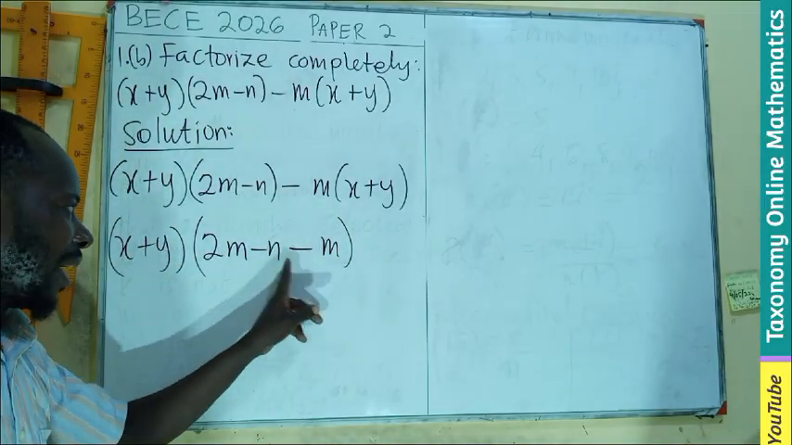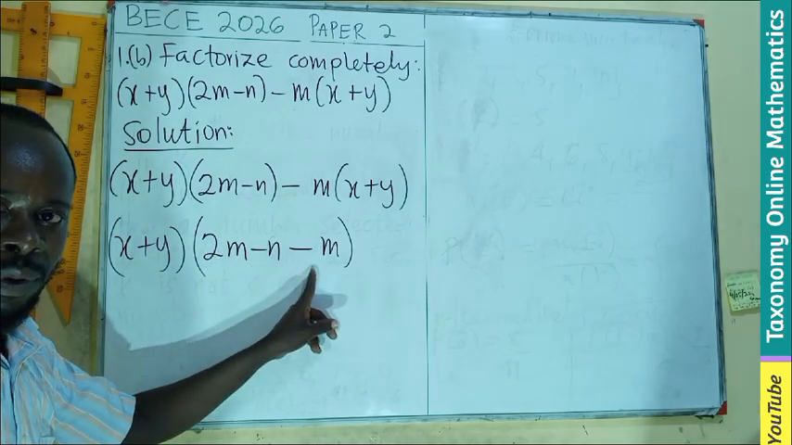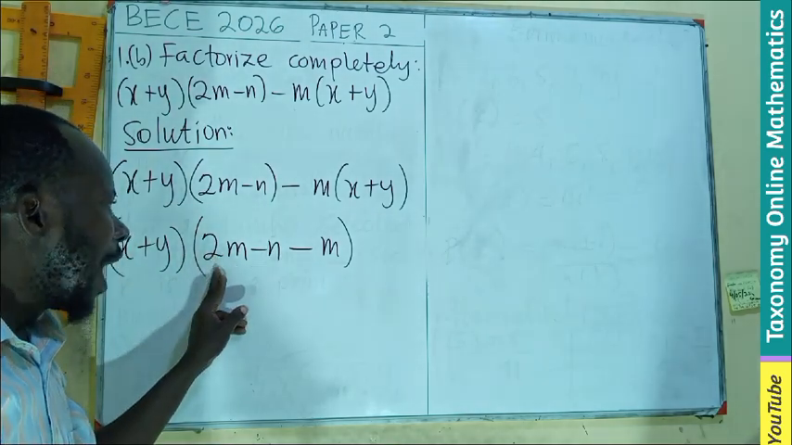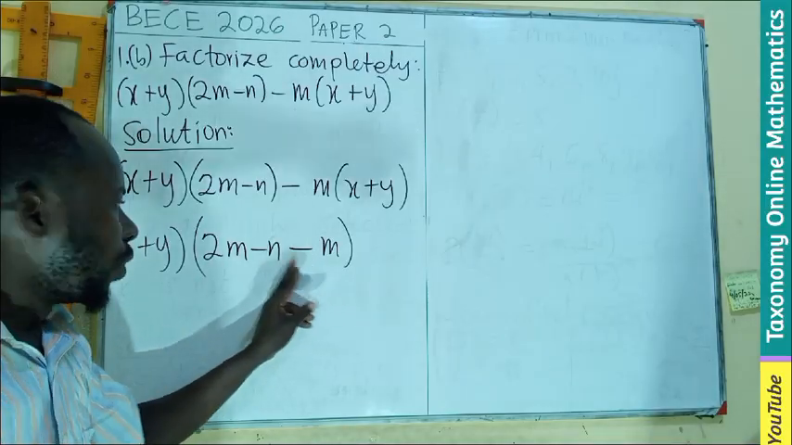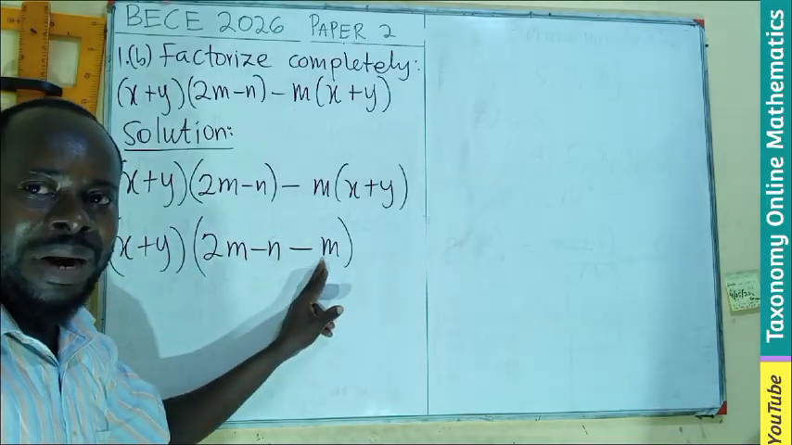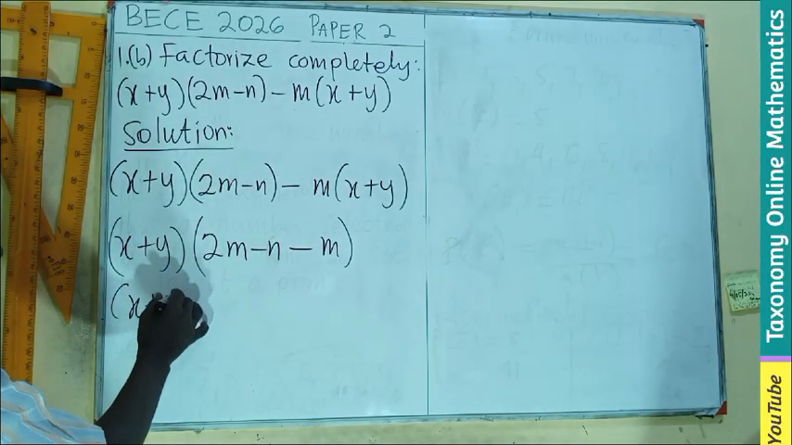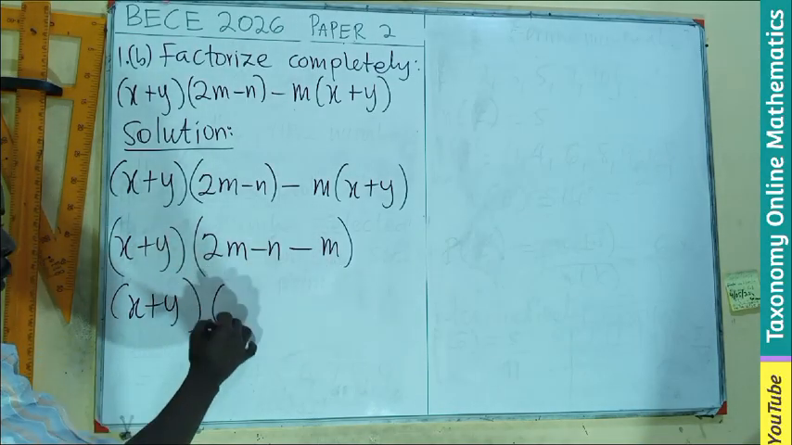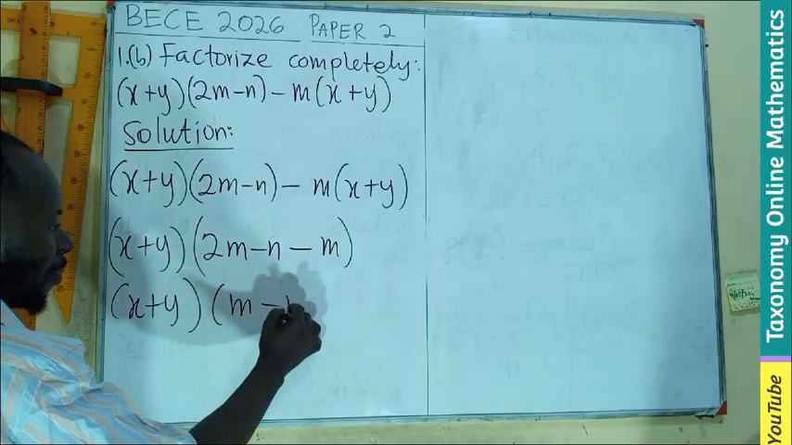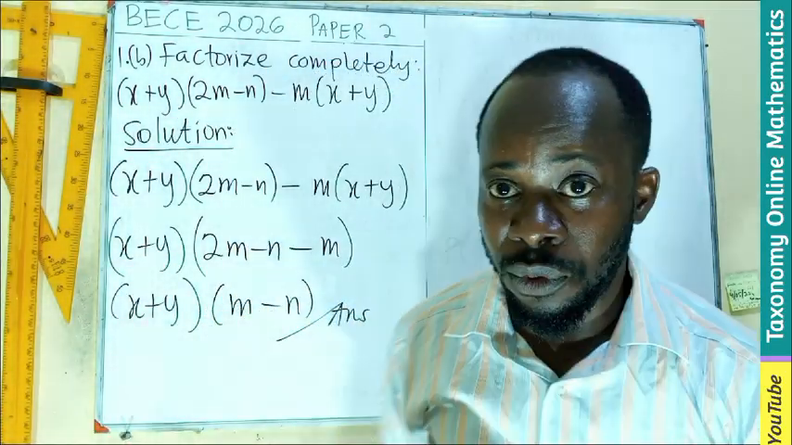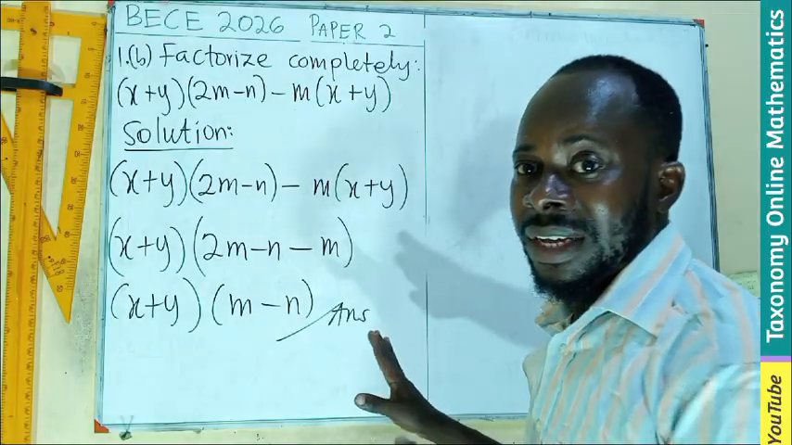But in the second bracket, I have m, which is a common factor, or let's say like terms. So 2m minus 1m. 2 apples minus 1 apple will give you only 1 apple. That means I have x plus y multiplying 1 apple, which is m, minus n. So this becomes your final answer if you are to factorize this.